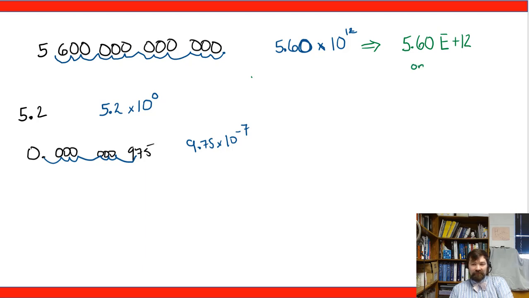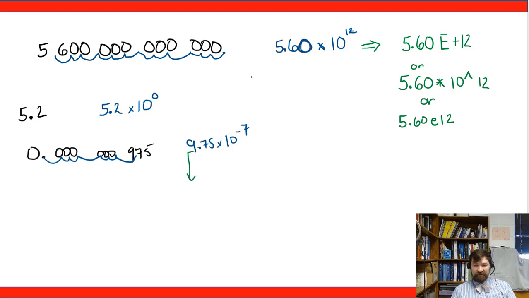Or, depending on the program you're using, it might be 5.60 asterisk for multiplication 10 caret 12. Or it might be 5.60 times little e to the 12. And sometimes you have to have a plus here and sometimes you don't. It just depends upon the system you're using.